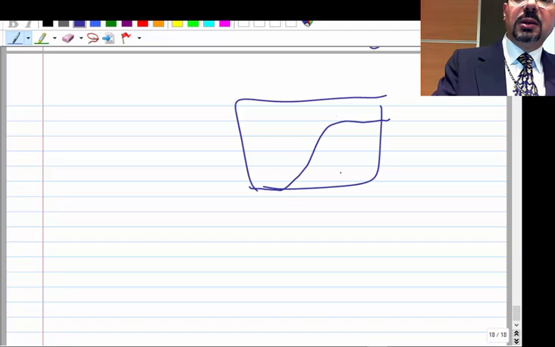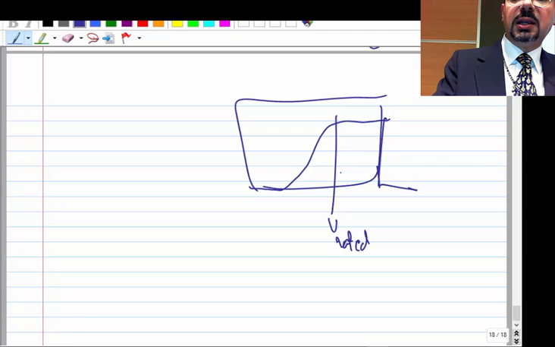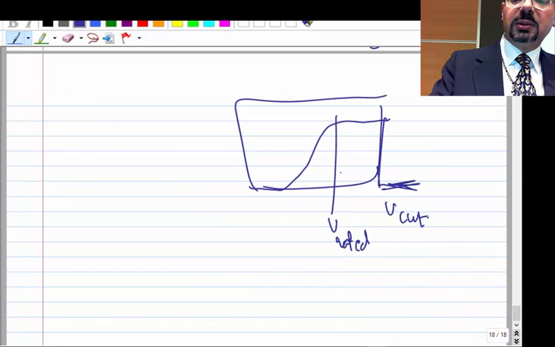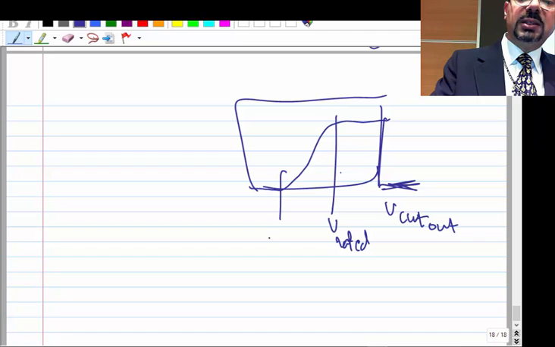Very good. So this is V rated, and this is V cut-out, and this is V cut-in. And on the other side, this is the power.